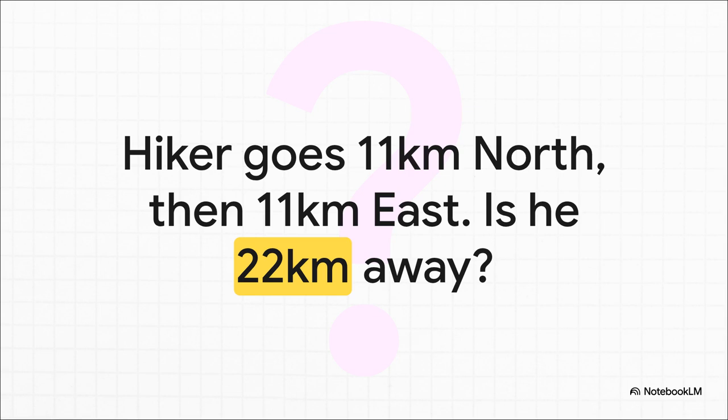So let's jump right in with a little puzzle. Picture a hiker. We'll call him Eric. He walks a steady 11 kilometers north, takes a right turn, and then walks another 11 kilometers east. All told, he's covered 22 kilometers. Simple enough. But here's the real question. Is he actually 22 kilometers away from his camp where he started? Now, your gut instinct might be to say, yeah, of course. But physics, well, it has a much cooler answer.